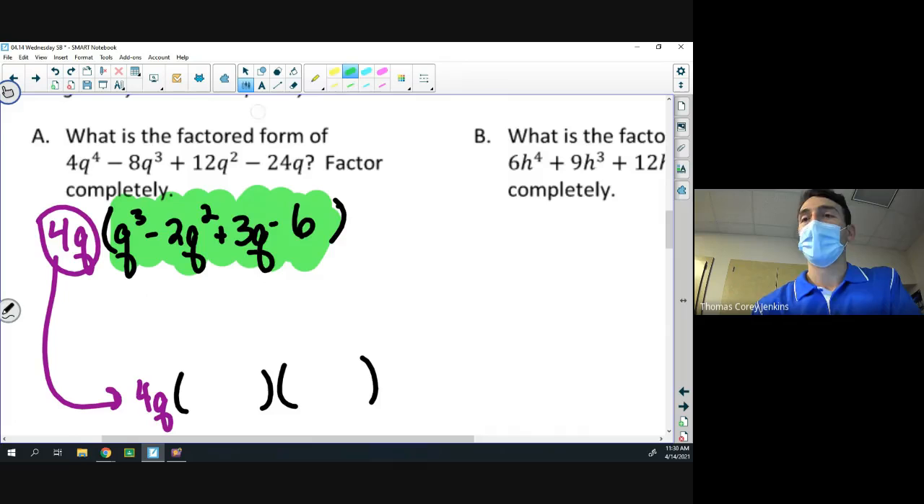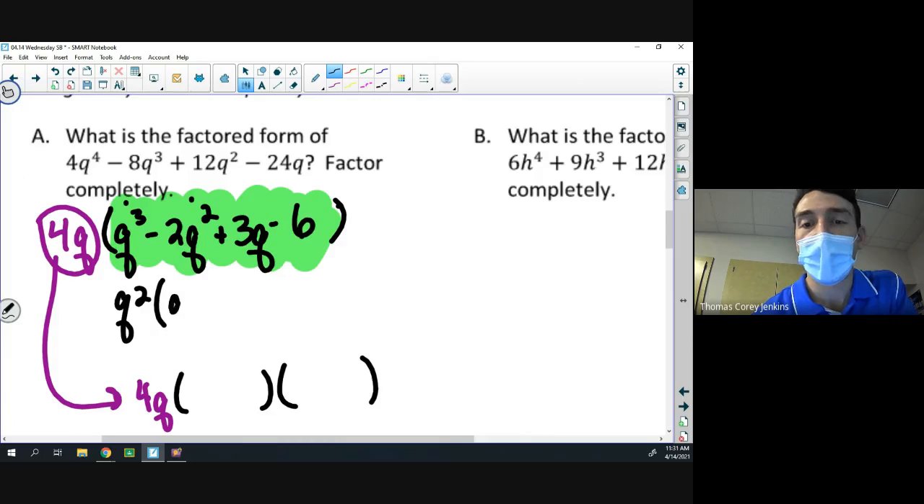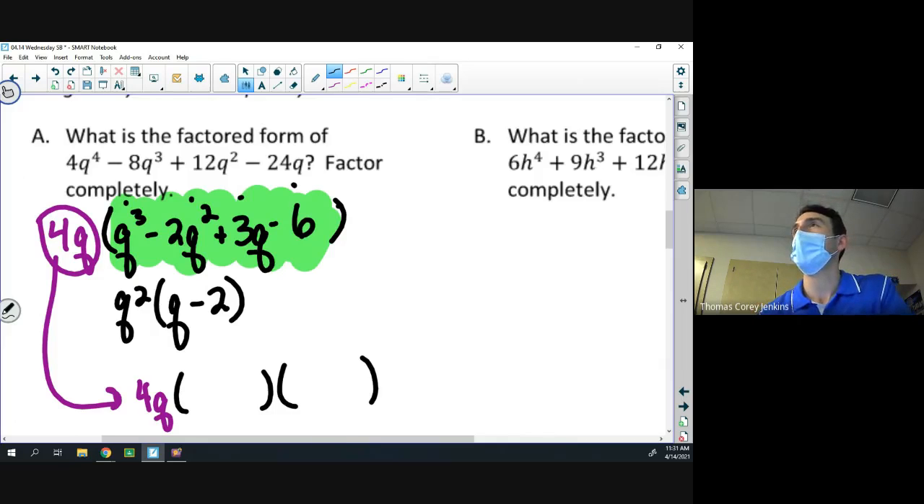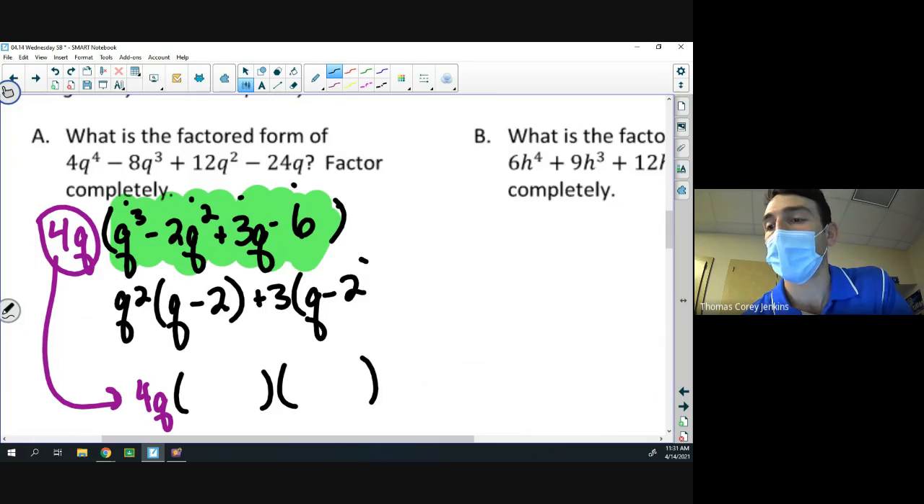So I'll work that one pretty quickly and then call on you guys for a little bit of help on B. All right, so what comes out of the first two is going to be a q squared. And what would be left would be q minus 2. Then what comes out of the next two would be would it be positive 3 or negative 3? Positive, so plus 3. And then hopefully we're left with q minus 2. And we are. So we know that's good news.